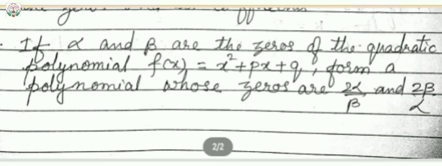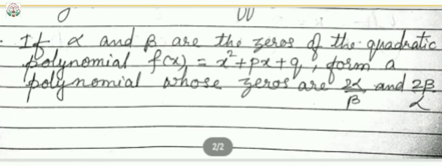So now for the product of these, what will you get? 2 alpha upon beta into 2 beta upon alpha. When you go for the product, you will get 4. Okay, so the product of this will be 4, which equals c upon a. So check what value you will be getting, c upon a, and again for this, you will get the value of q.